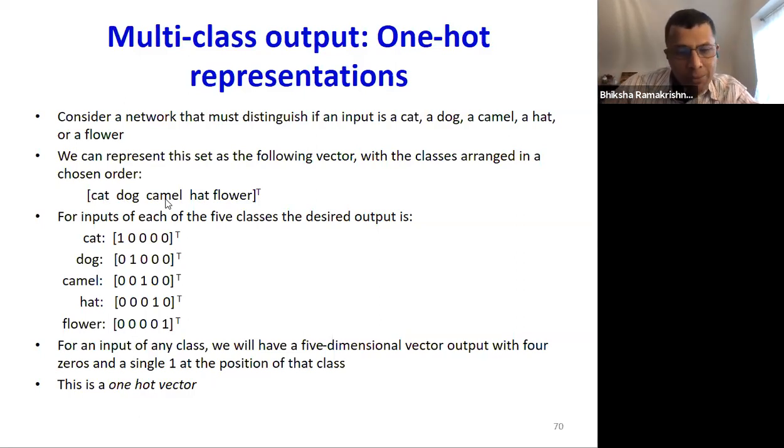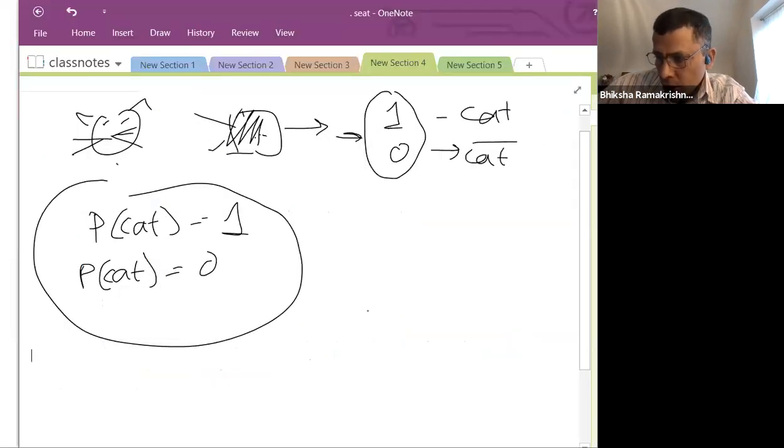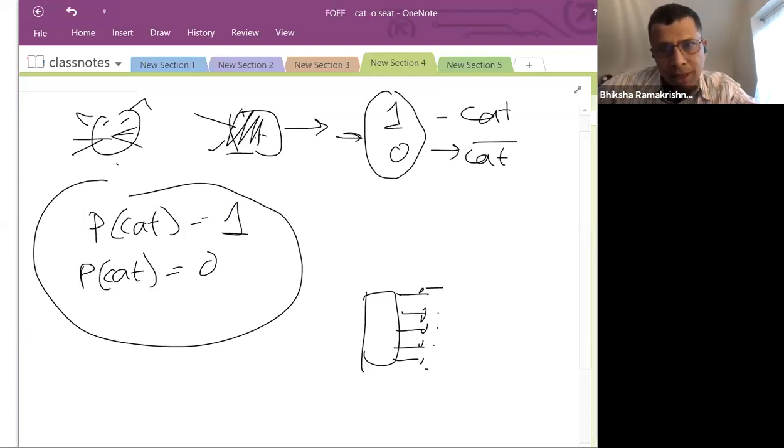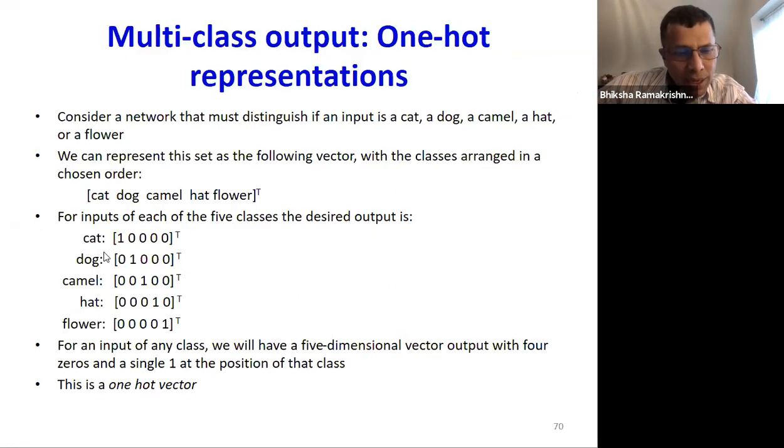And so when I have a multi-class classification task, the network is going to output as many outputs as the number of classes I have. But what it is actually going to be outputting is the probability for each of these classes. And the ideal output is this one-hot vector.